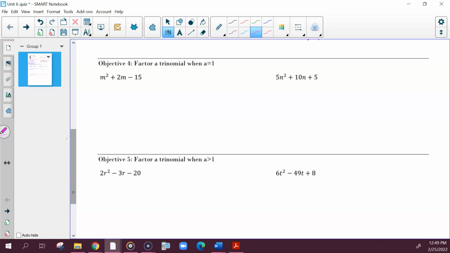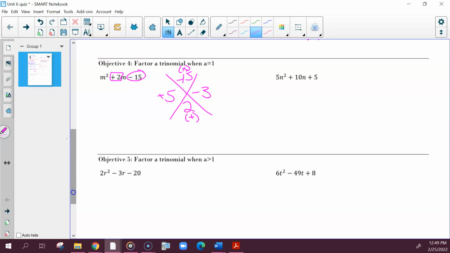For these, you're looking for 2 numbers that multiply to be the last number, but add to be whatever the middle number is. What are 2 numbers that would work? 5 and 3, but because we have a negative 15, one of them has to be negative. Positive 5, negative 3.